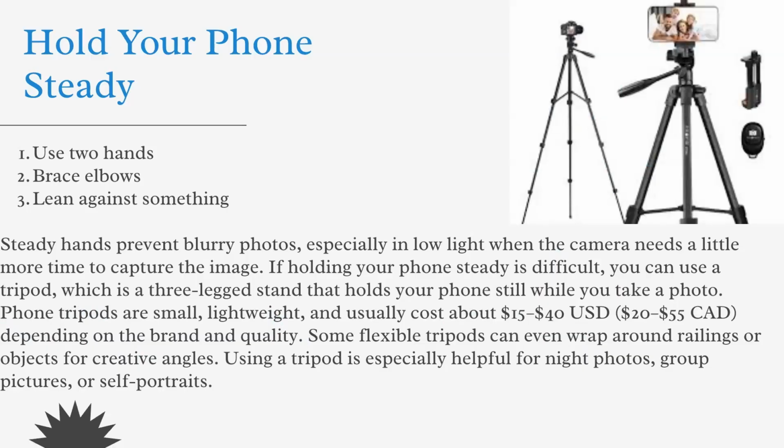Using a tripod is especially helpful for night photos, group pictures, or self portraits. A lot of tripods come with a little remote. So let's say you want to take a family picture somewhere, you can prop up your phone and with your remote press a button, and after 3, 5 or 10 seconds, you can choose how long, it's going to just take a photo. If you want to take a photo of everyone in your family, that's usually how most people do it.